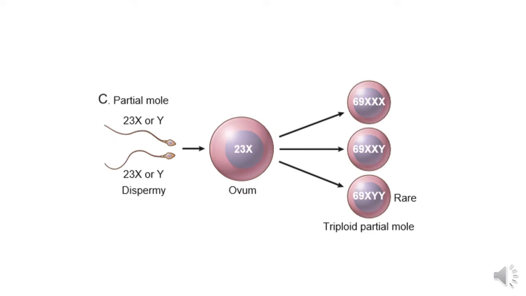Whereas partial mole develops due to fertilization of the ovum with two separate sperms leading to the formation of triploid mole. Here genetic material comes from both the maternal and the paternal side. So in case of complete mole, the genetic material is purely of paternal origin, whereas in partial mole genetic material is from both the mother and the father.